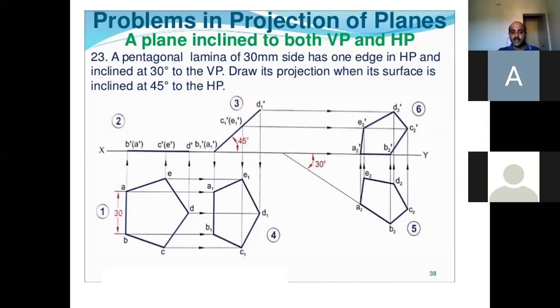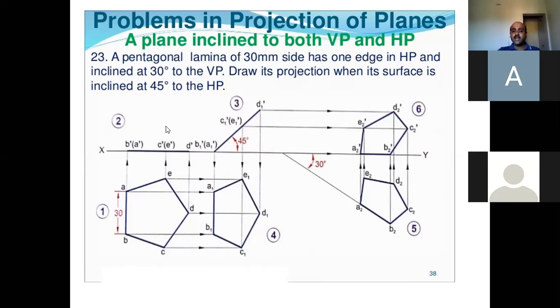But the A dash B dash edge is not visible in the front view, and A dash D dash is also not visible, and E dash B dash is also not visible. So this is the front view of a pentagonal lamina resting on one of its edges on H. Okay, once you draw this, the next thing is the condition we have to set. The first condition has been satisfied: the pentagonal lamina of 30 millimeter side has one of its edges in HP. So this we have satisfied.